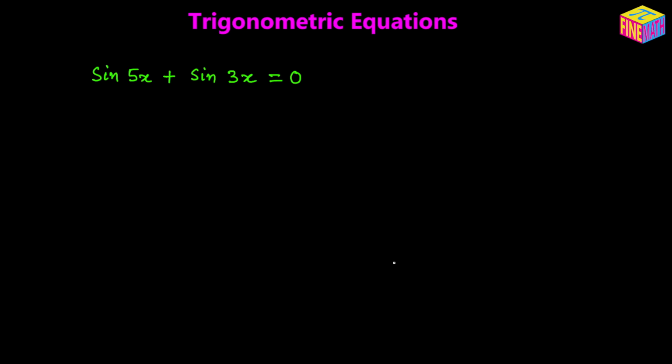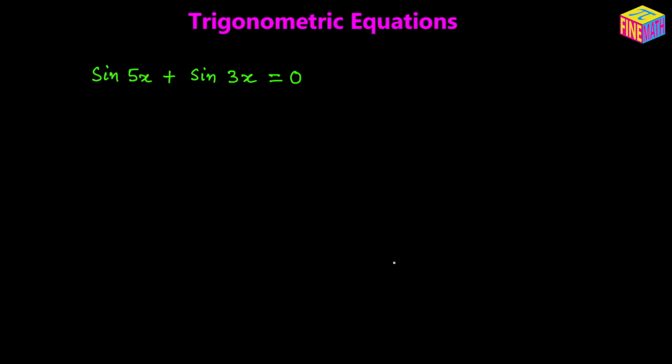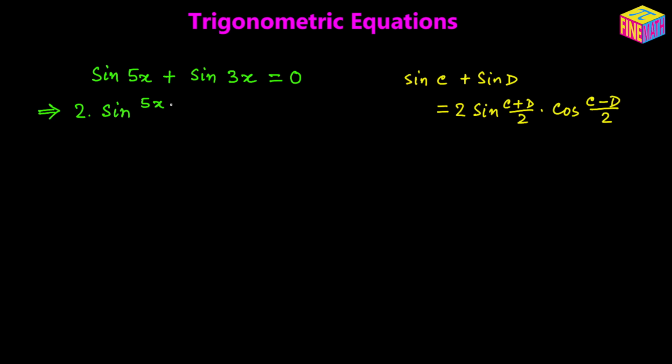Well, we know a formula in trigonometry which says sine of C plus sine of D is equal to 2 times sine of (C plus D) over 2 times cosine of (C minus D) over 2. Let me make a quick note here. So if we assume that 5x is the angle C and 3x is the angle D, then we can easily factor the left hand side. So we can write it as 2 times sine of (5x plus 3x) over 2, that is sine of (C plus D) over 2, times cosine of (5x minus 3x) over 2, and all of that is equal to 0.